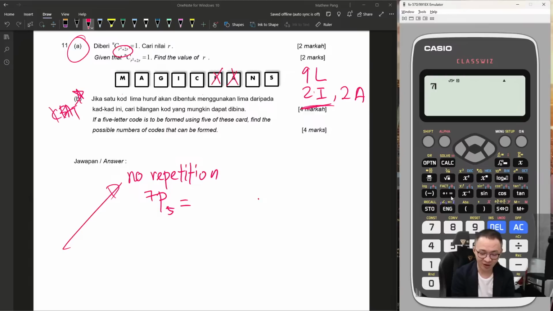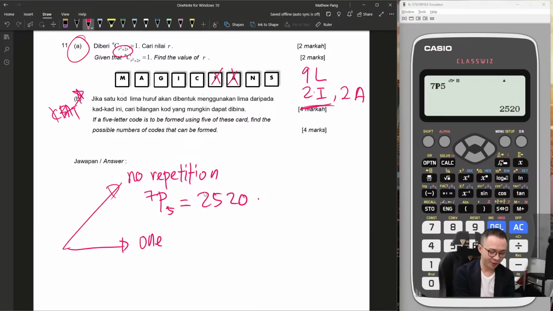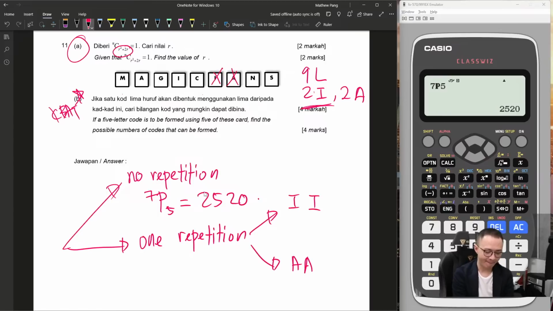So this one is called 7P5. From 7 letters I choose 5 letters and arrange all 5 letters, which gives 2520. Okay, now let's say I want to have one repetition. This one repetition is either a double I or a double A.